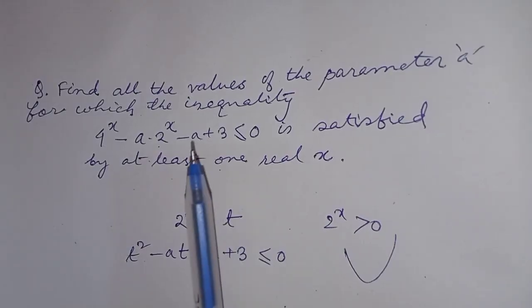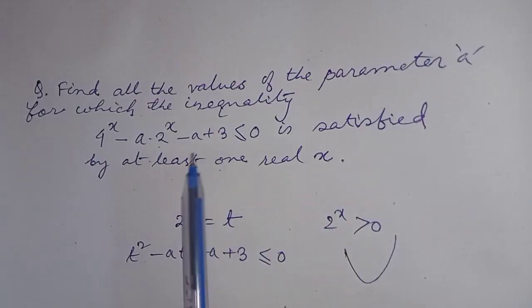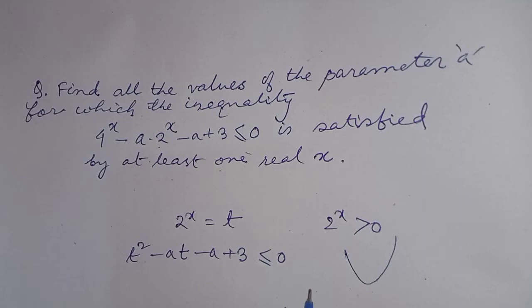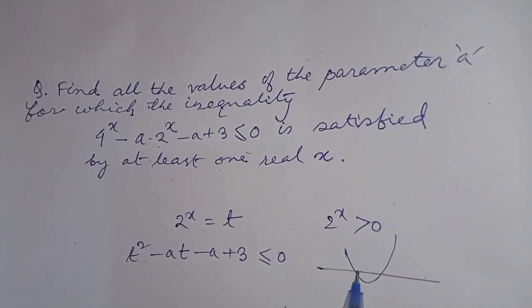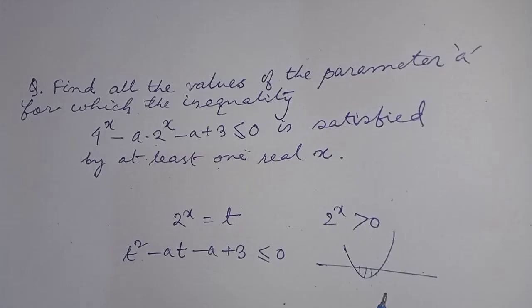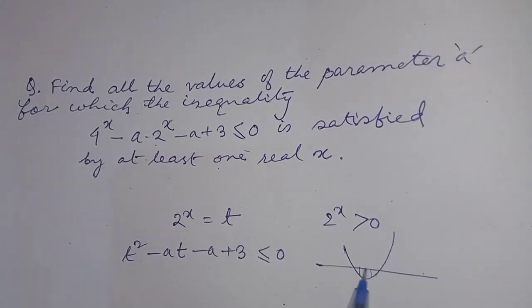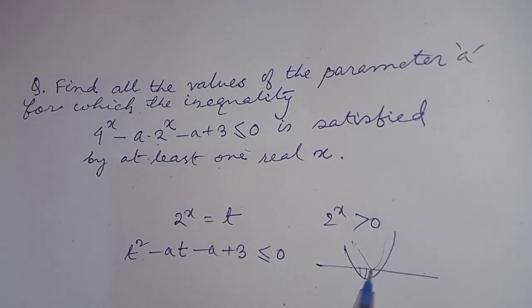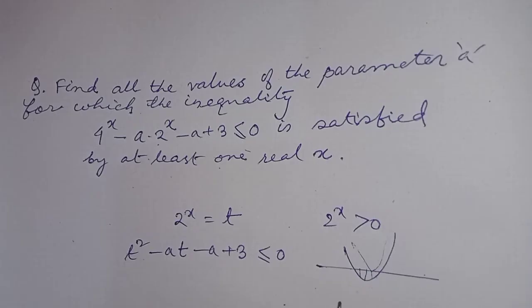And in the question we are asked to find the values of a for which this is less than or equal to 0 for at least one real x. So if I consider this as my x-axis, the value of the y coordinate must be less than or equal to 0 for at least one real x. So this implies that it must have real roots, right? It can have one root, it is possible, and it can have two roots also, but it is not the only case.